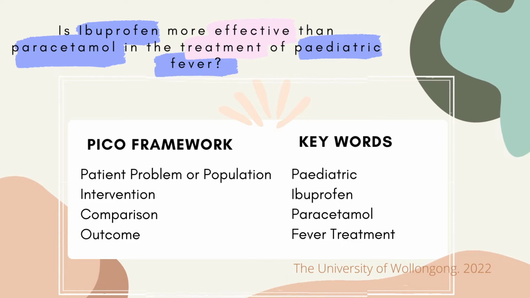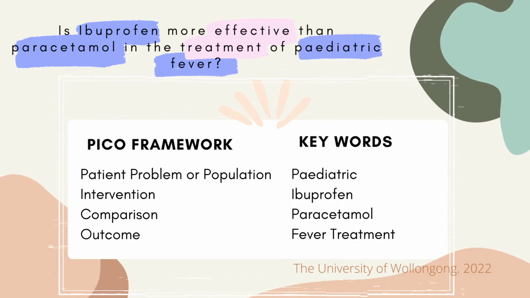To make an effective search, the first step is to identify keywords within this clinical question. The PICO framework is often used in evidence-based practice to break down the question into key ideas and terms that need to be focused on to find the best evidence for the question.